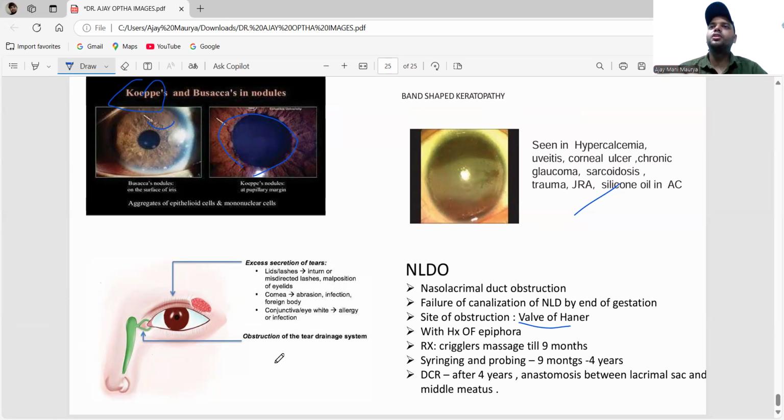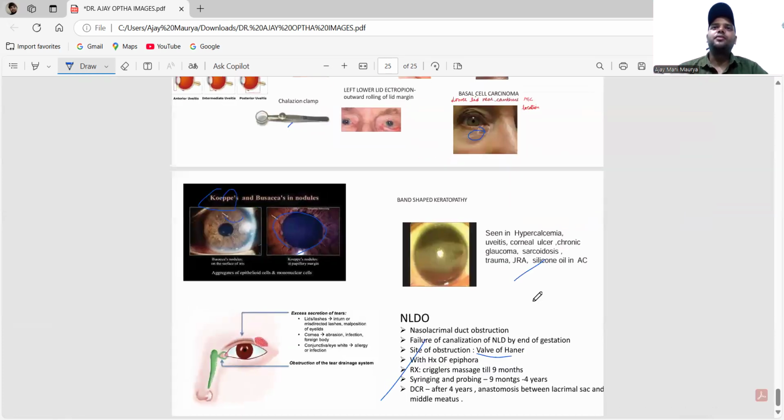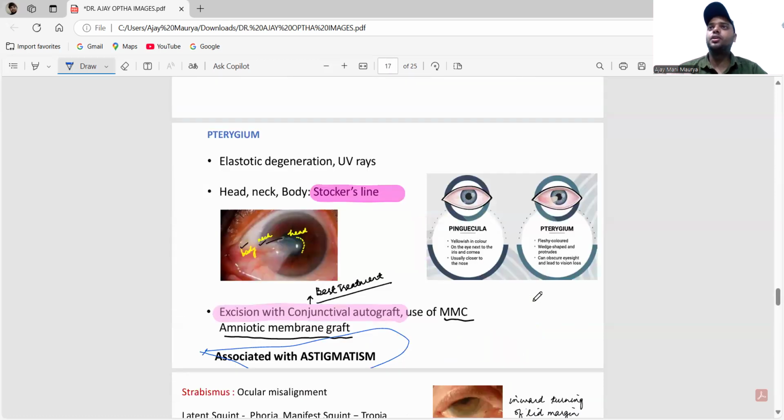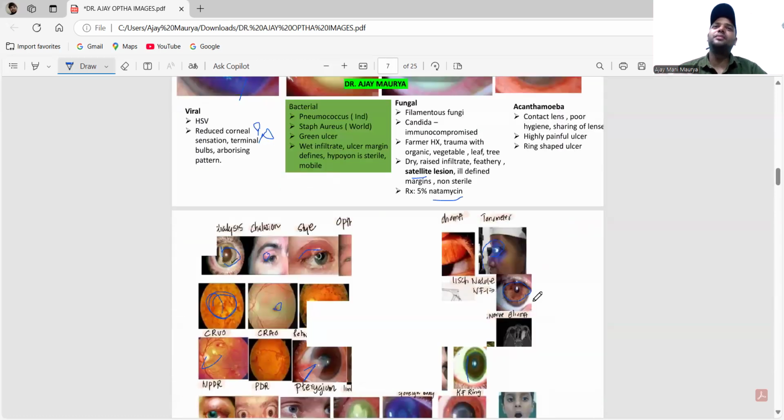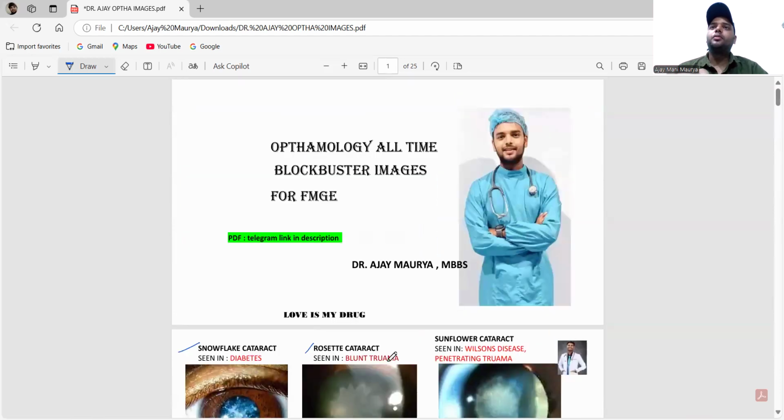Dacryocystorhinostomy, guys. I think these are more than enough. I'm sure that you will get at least two to three images from this in ophthalmology, guys.